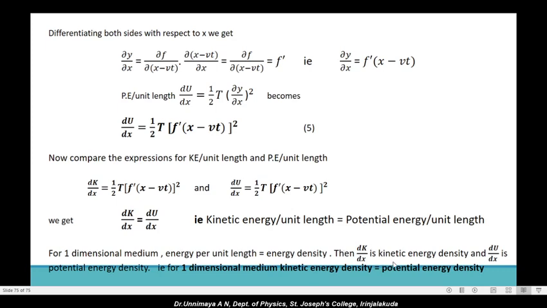Then dk by dx is called kinetic energy density for a 1-dimensional medium, and du by dx is called potential energy density for a 1-dimensional medium. Then we can say that for a 1-dimensional medium kinetic energy density is equal to potential energy density, since dk by dx is equal to du by dx.